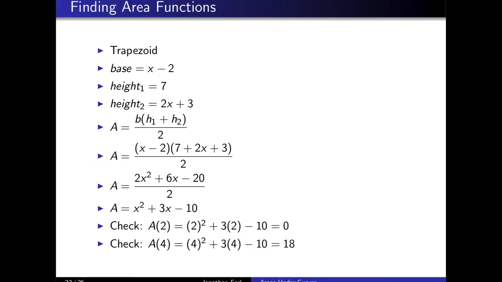So we can make a couple of checks to make sure that we got the right thing. We know that the area function at 2 had better be 0, and conveniently we get 4 plus 6 minus 10, which is 0. And then we said that from before, the area for this trapezoid going between 2 and 4 was 18. If we evaluate this area function at 4, we get 18. So we've got the right function.